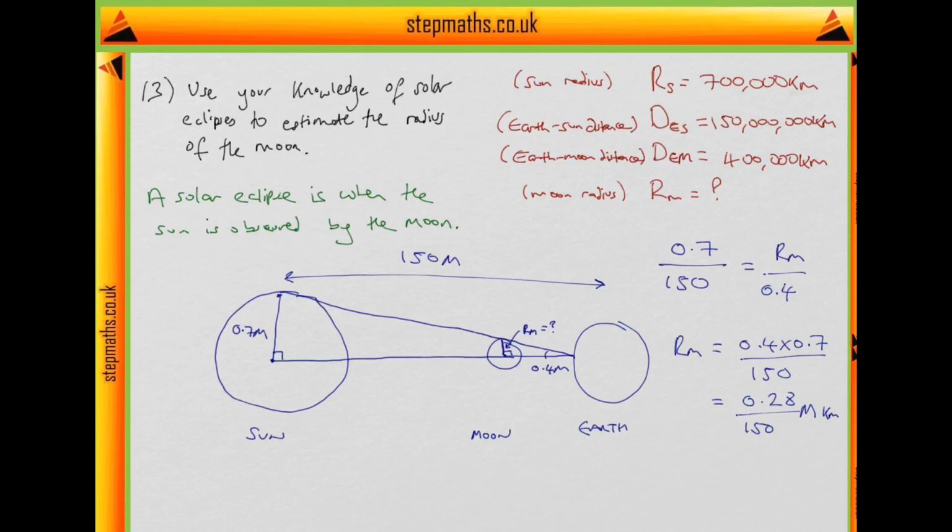Now, let's remove the million. So that's going to be equal to 280,000 over 150 kilometers, which we need to estimate. So how can we make this simple? Well, we know 150 goes into 300, or 300,000, obviously, and 280,000 is relatively close to 300,000, so that's approximately equal to 300,000 over 150, which gives us that r sub m is approximately equal to 2,000 kilometers.